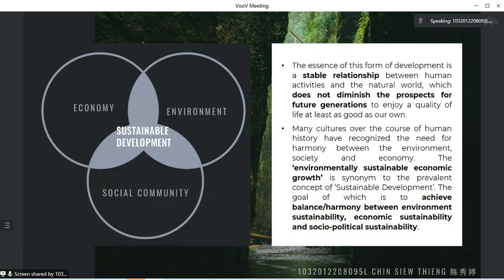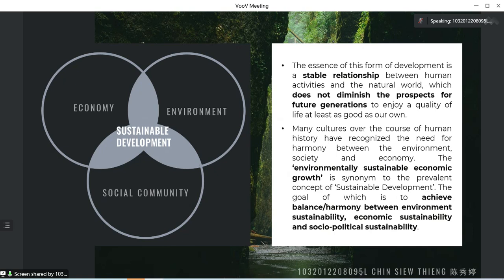Okay, the next one: the essence of the form of development for sustainable development can be shown from this figure, which includes the economy, environment, and social community, where these three aspects are very important to contribute to sustainable development. This means these three elements have to balance to provide sustainability of development. So if we have a better economy, then we have to consider the environmental aspect, and the same goes with the social community.